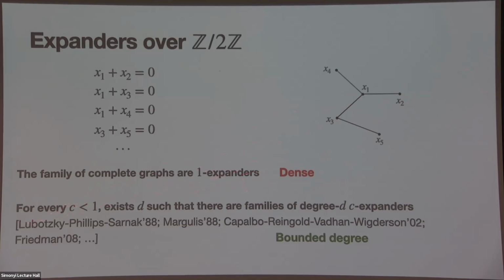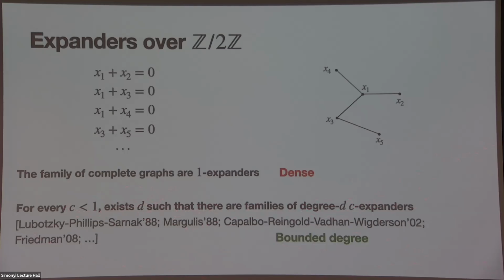But probably what's more surprising is that we know for every C that's strictly smaller than one, we can construct a family of expanders where the number of vertices in these graphs goes to infinity, but the degree of every vertex is bounded by a constant D, depending on C. So these would also satisfy the C expander property.